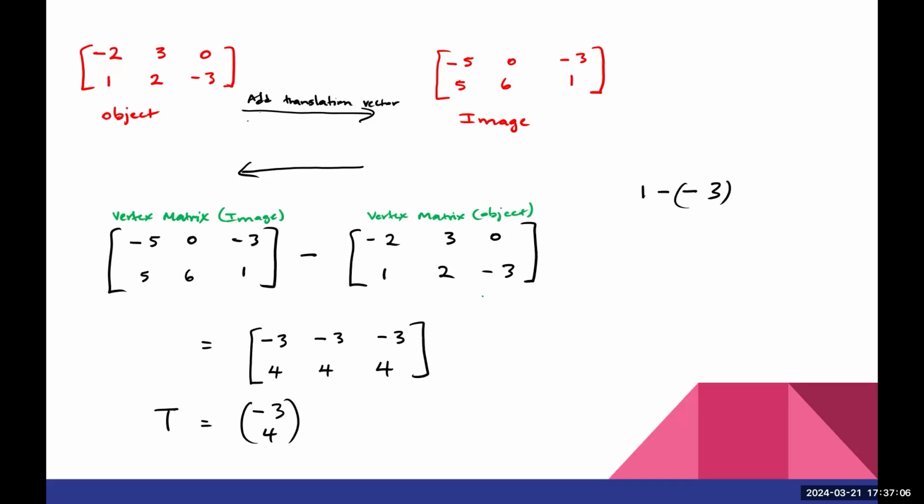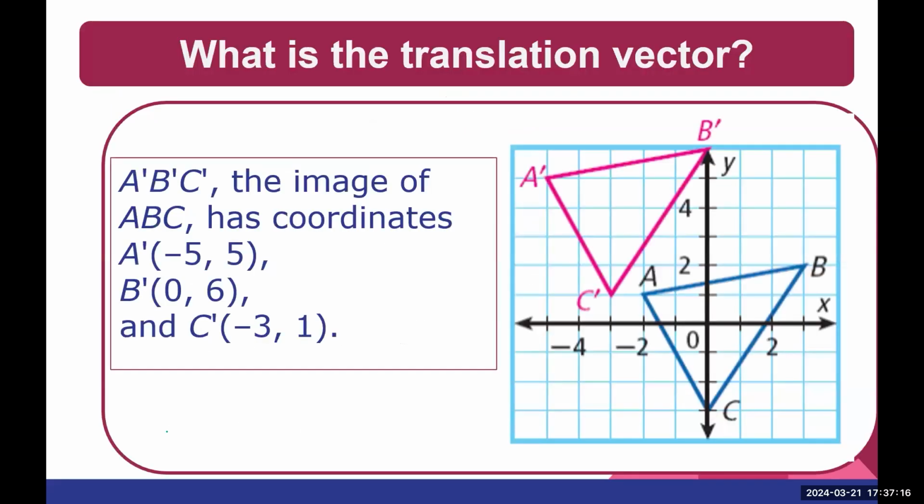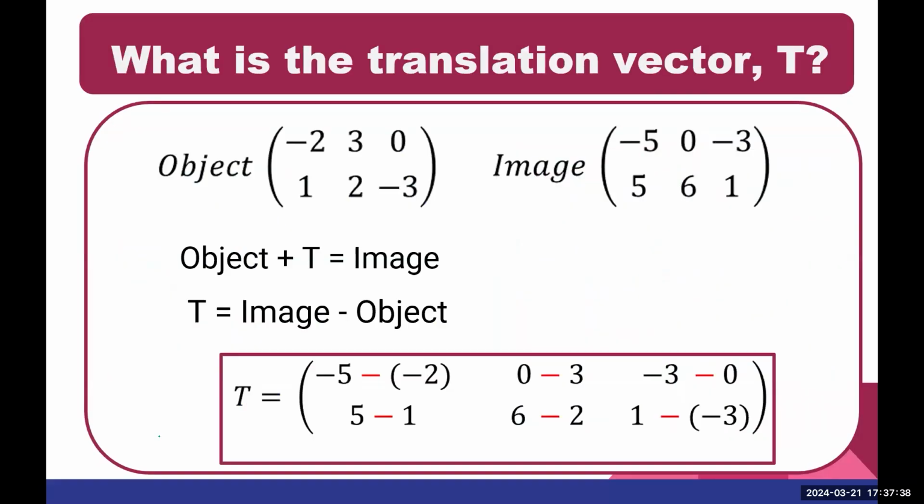So we have to do a little reverse engineering there to get to our translation vector. All right, so let's see what comes next. Now, this is what we just did. Now they're giving us a visual representation of it. And as you can see, we actually did it without having any visual of it. So it's saying A prime, B prime, C prime, which is the image of ABC, has the coordinates stated previously. And then the question is, what is the translation vector T?